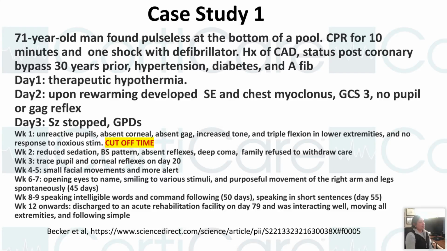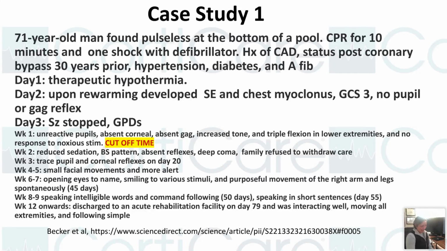So here is a patient, 71-year-old, found pulseless at the bottom of a pool, CPR for 10 minutes. Patient has history of cardiac arrest, status post coronary bypass, diabetes, you name it. Hypothermia was initiated. Patient developed status epilepticus and chest myoclonus. Patient had no pupil or gag reflex on day 2. And on day 3, the seizures stopped. That means the myoclonus stopped and the GPDs appeared.